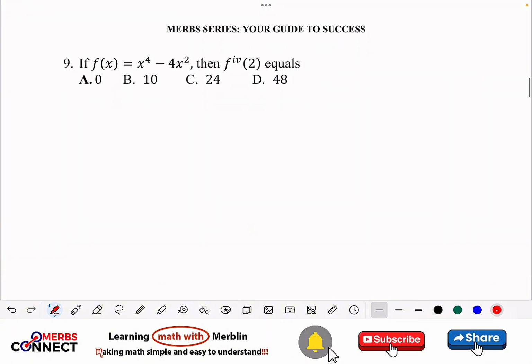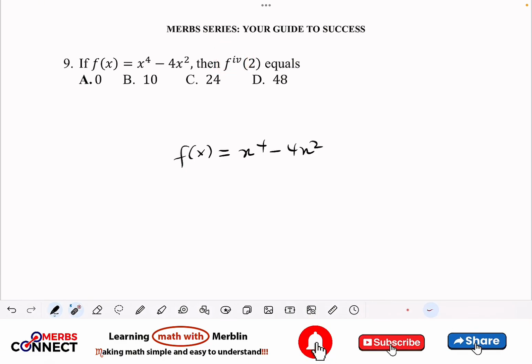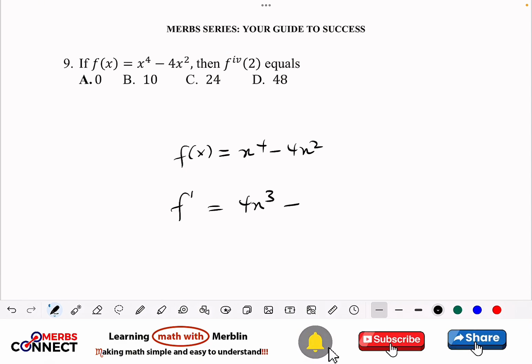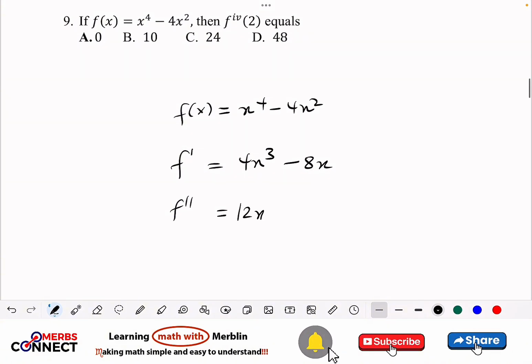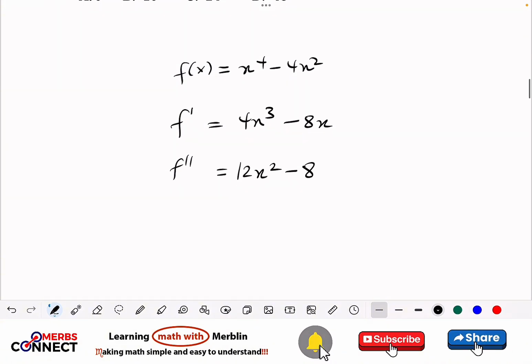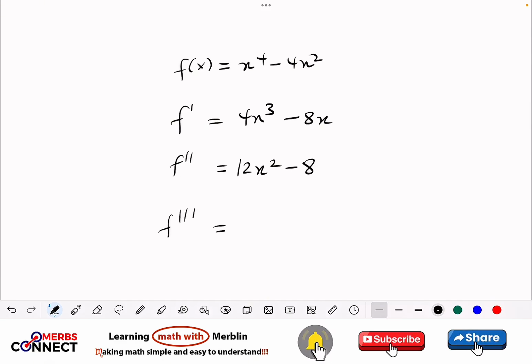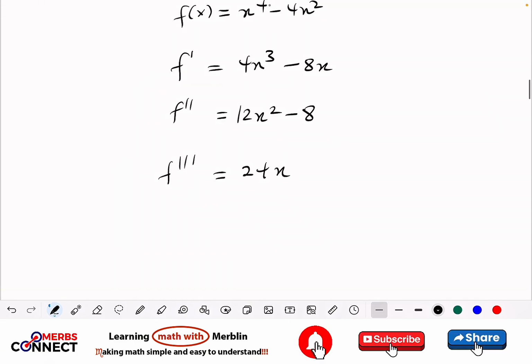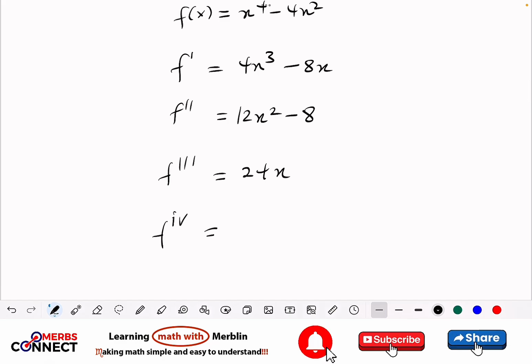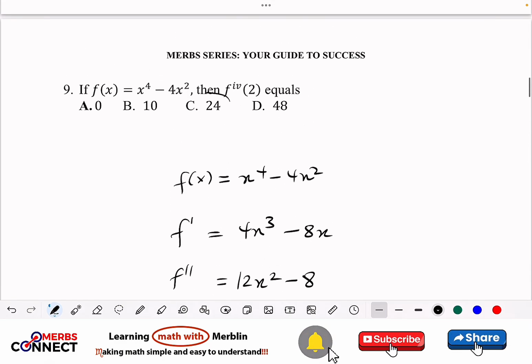Now let's look at question 9. Given that f of x is equal to x to the power 4 minus 4x squared, we want to find the derivative four times. So first one, 4x cubed minus 8x, using the power rule. F prime prime is going to be 12x squared minus 8. F prime prime prime is going to be 24x, and then the last one is going to give us 24. So C.